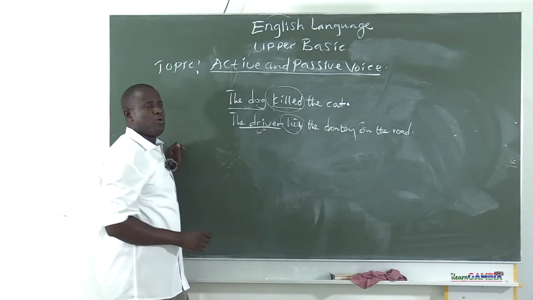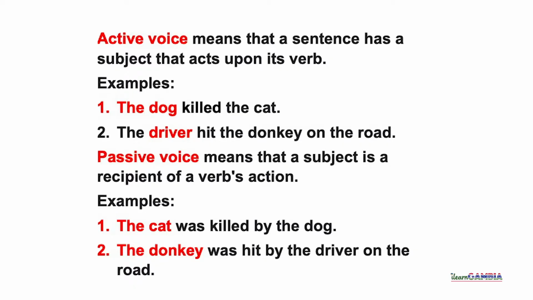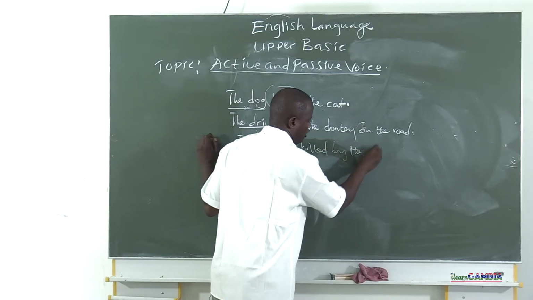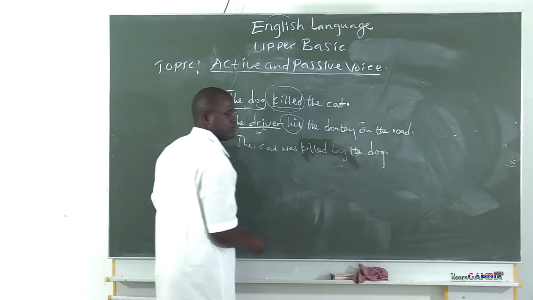Now, what is passive voice now? Passive voice means that a subject is a recipient of a verb's action. Now, let's get this. If you look at the active voice, the subject does the action. But in a passive voice, the subject receives the action. Let's see. The cat was killed by the dog. Is that good?